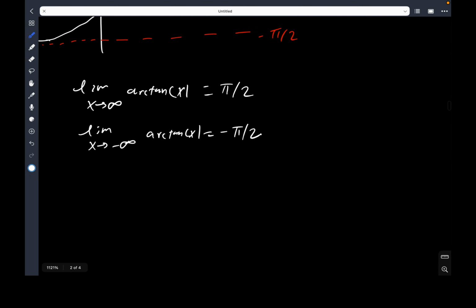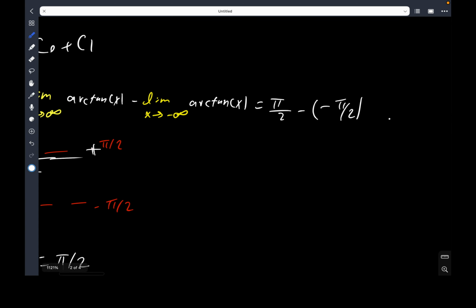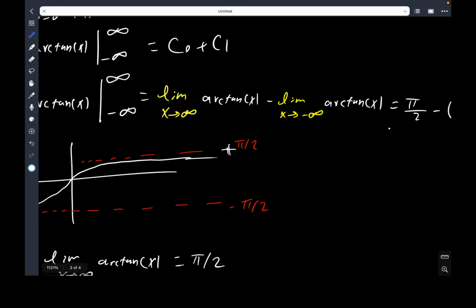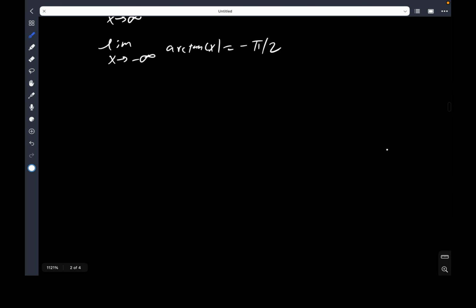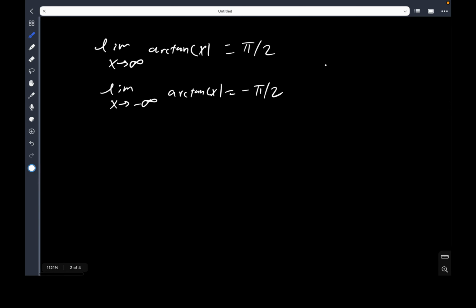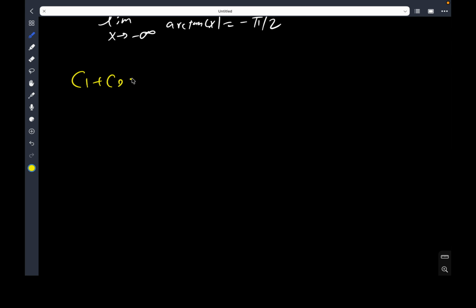Thus, this limit here is pi over 2 minus negative pi over 2, which is pi over 2 plus pi over 2, which is 2 pi over 2, which is pi. So thus I can say c0 plus c1 is pi. So we have this equation, call this equation 1: c1 plus c0 equals pi.